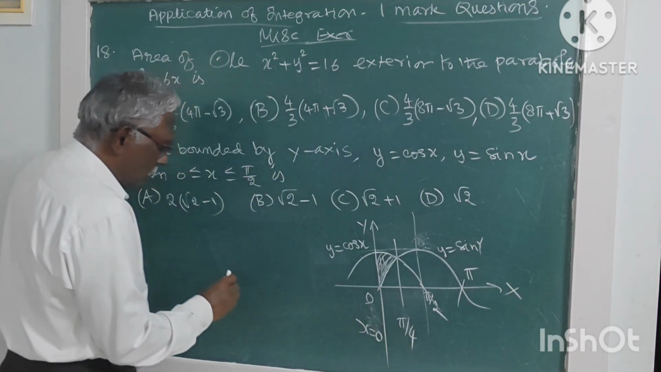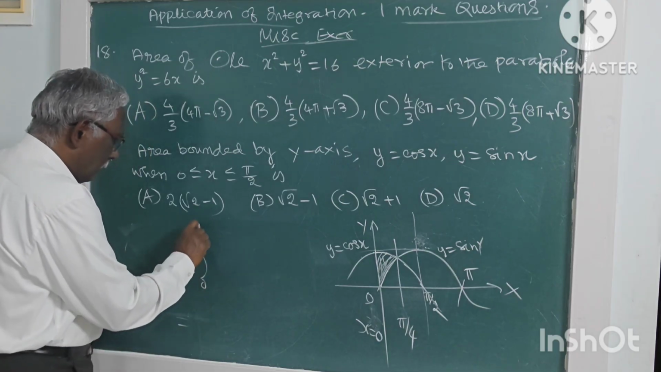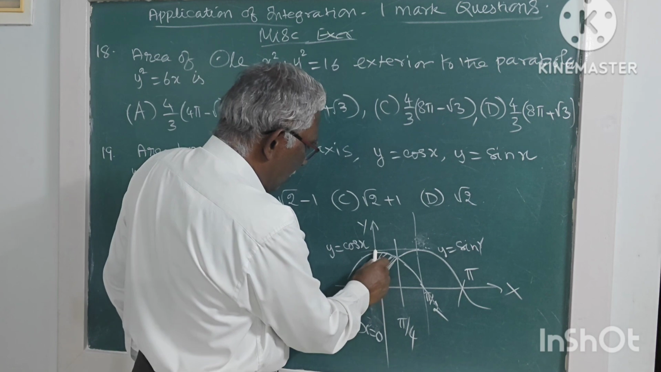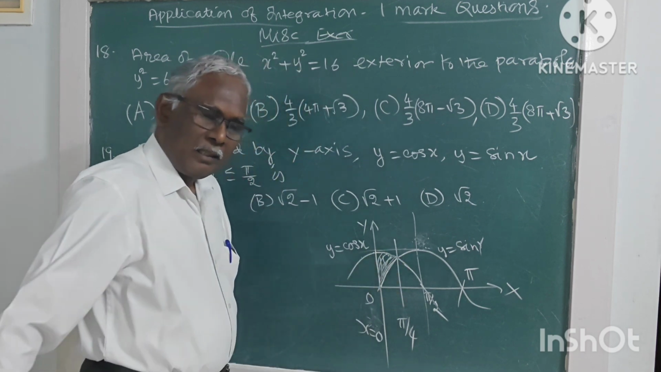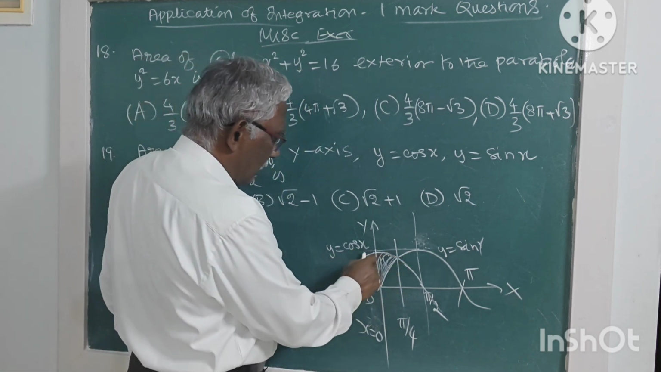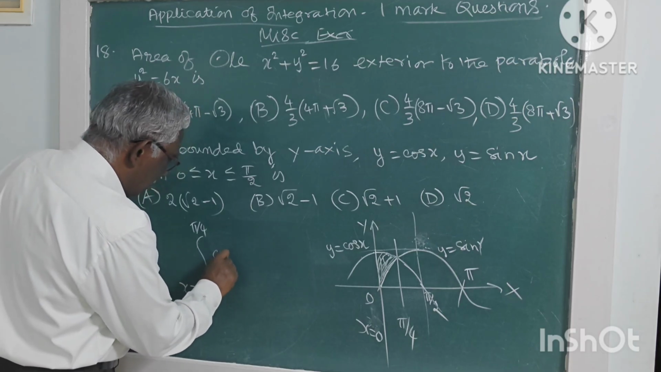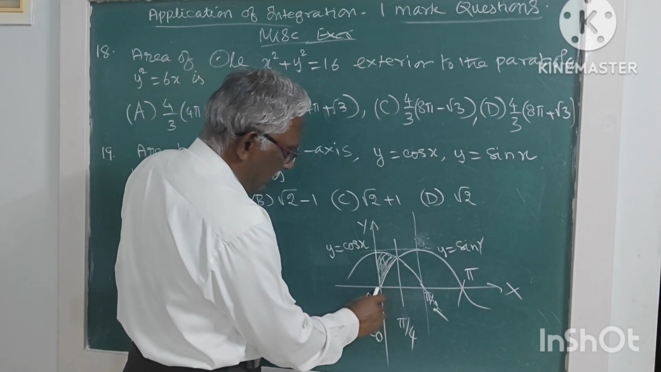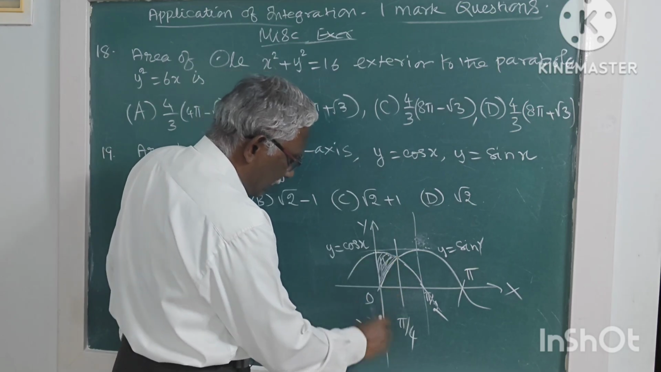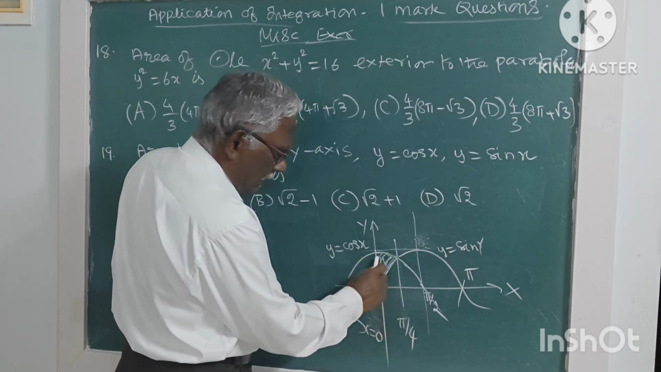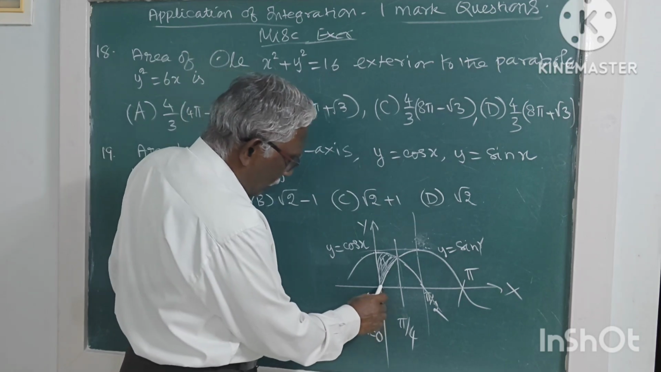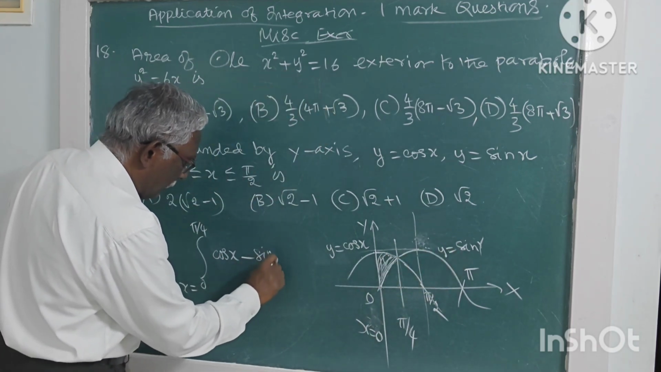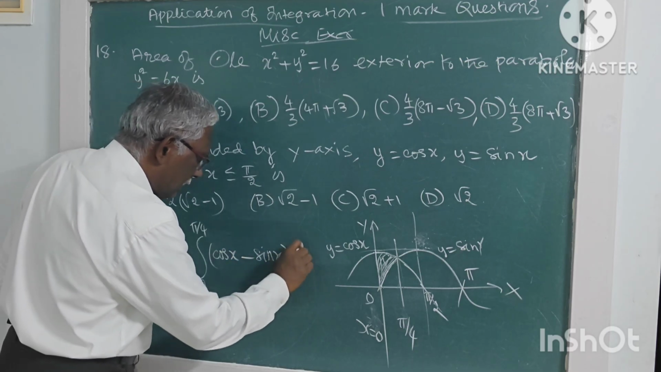So x is pi by 4, integral 0 to pi by 4, x varies from 0 to pi by 4. We'll take this curve, y is cos x. So cos x minus, we have to get the area. If we take this one, x is 0 to pi by 4, we'll get this full area. We have to subtract this, so we'll take this curve, sin x. Cos x minus sin x dx.